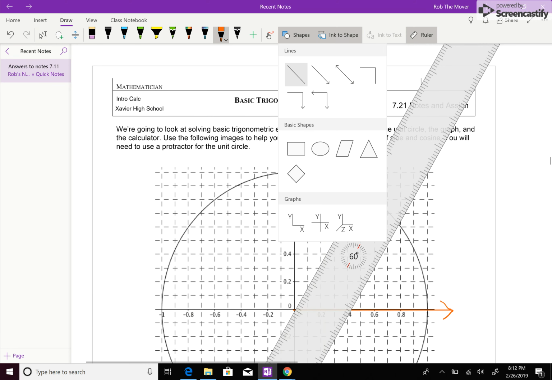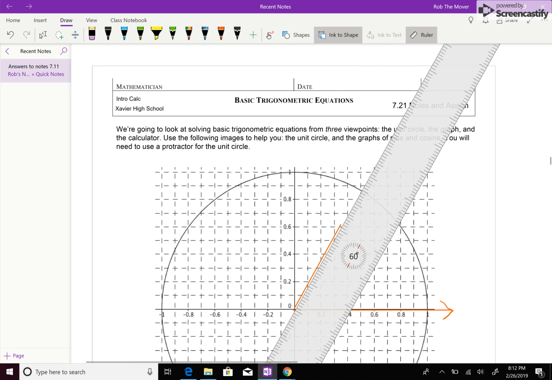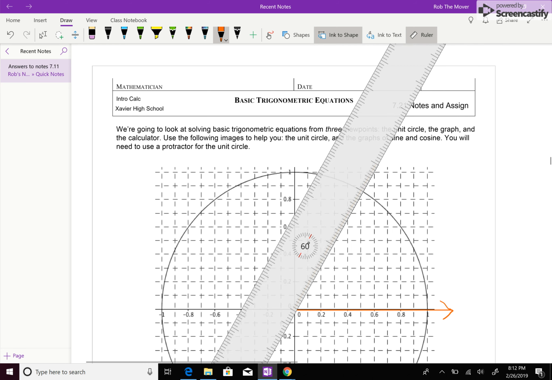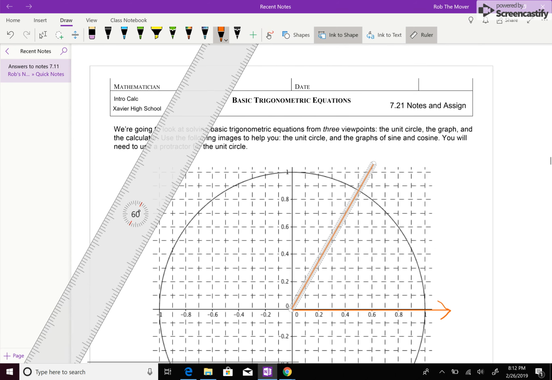Again, I'm going to make a line. And here's my 60-degree angle, right? So let me move that over for now. There's my 60-degree angle. It cuts the unit circle. It's 60 degrees here, right? We just measured it. And it cuts through here at an x value. Look at where that x value is. 0.5.